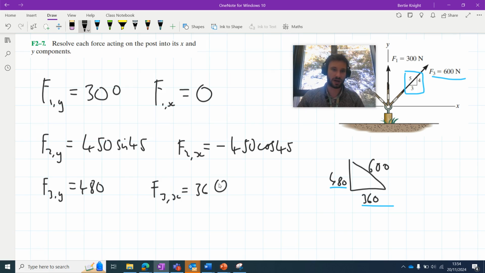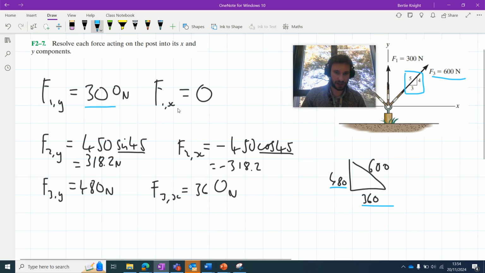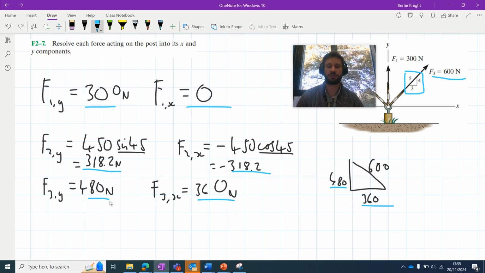That's right, yeah. There's only one thing missing here, I suppose, which is the units. We could numericize this 450 sin 45 to 318.2 newtons, and minus 318.2 newtons. I know that these two have the same magnitude, given cos 45 and sin 45 have the same magnitude. And you've got 480 newtons and 360 newtons. Okay, so these are our solutions to this problem.